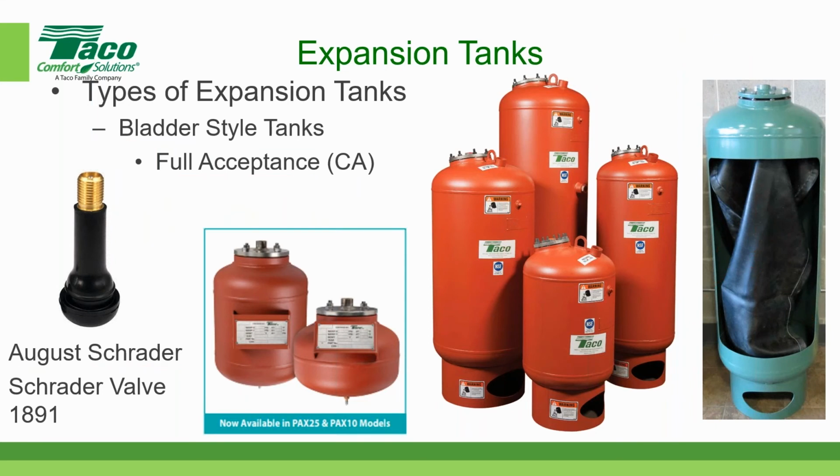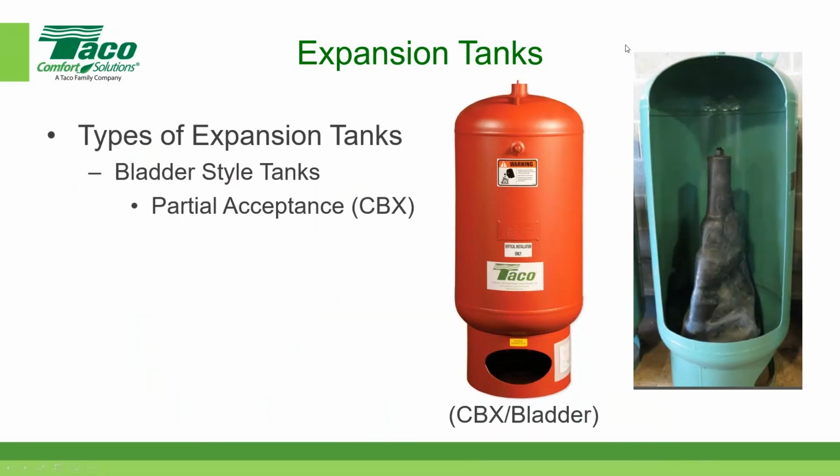So now let's go to the next style tank, which is called a partial acceptance. And again, as the name implies, we're going to use the same kind of thing. So our cutaway is on the right side. And let's assume that our steel container is 200 gallons. As you can see in this case, the bladder is physically smaller. So there's the void space. That's where the air goes.